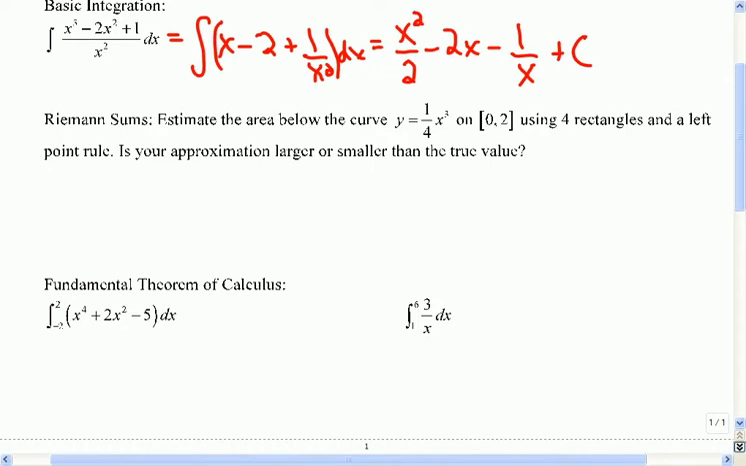Estimate the area below the curve, y equals a quarter x cubed, from 0 to 2, using 4 rectangles and a left point rule. Is your approximation larger or smaller than the real value? So, what are the 4 points? Well, that's what we're going to discuss here, okay? We're going to draw a picture.